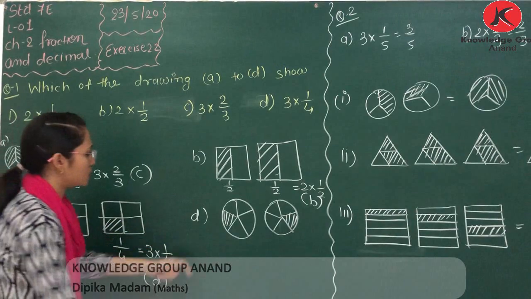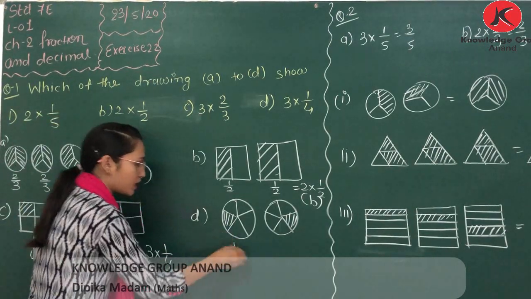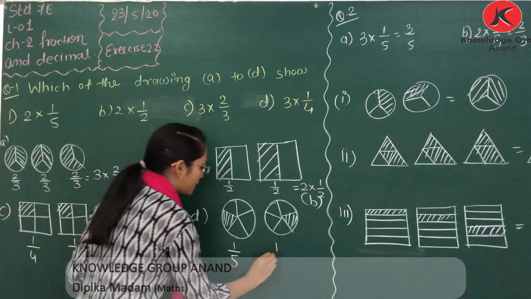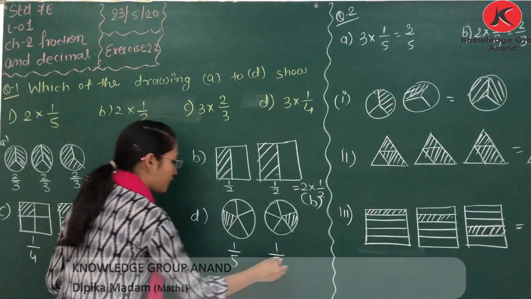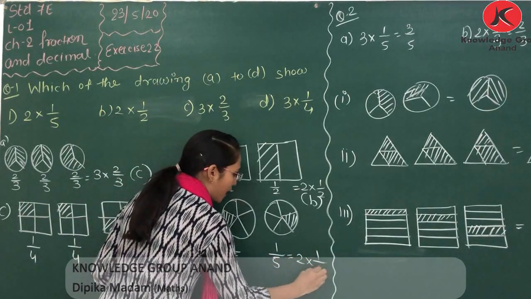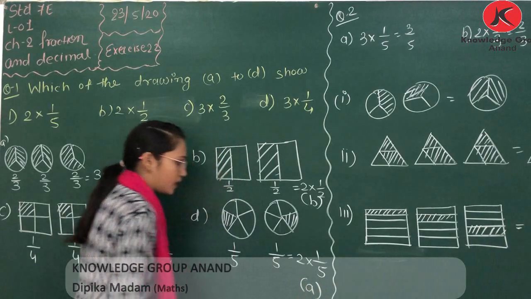Now for this, it is 1 by 5 because the whole circle is divided into 5 parts, and this is also 1 by 5, and that will be 2 multiply 1 by 5, and that is option A.